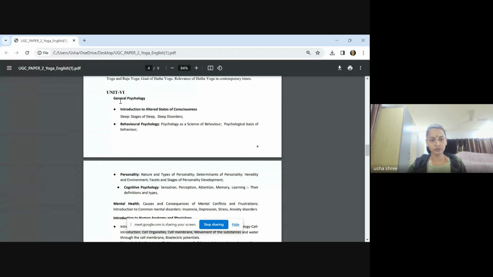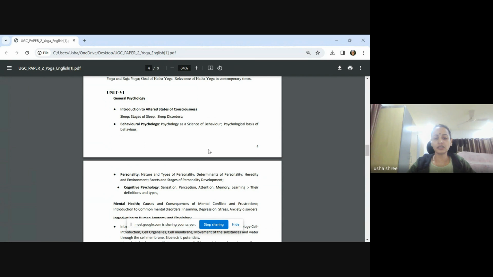Then in the 6th unit, we have general psychology. There we have introduction to altered states of consciousness, which talks about stages of sleep and sleep disorders. Then we have behavioral psychology, which is the science of behavior and psychological basis of behavior. Then we have the concept called personality, which talks about nature and types of personality, then determinants of personality, followed by heredity and environment, facets and stages of personality development.